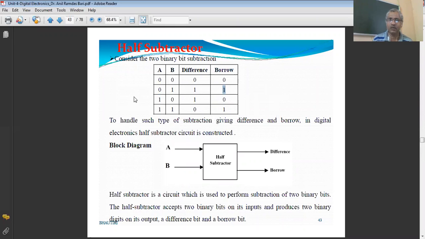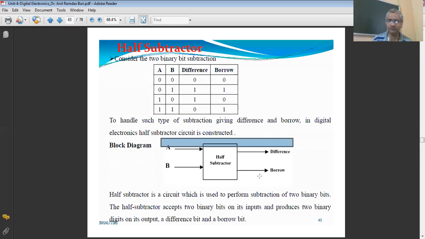Now 1 minus 0 is simple. 1 minus 0 is 1, and the borrow is 0 because 0 can be subtracted from 1. So there is no borrow, and 1 minus 1 is 0. There is no question of taking a borrow. So borrow is required only when you are trying to subtract 1 from 0. When you try to subtract 1 from 0, then a borrow digit is created and the difference is 1.